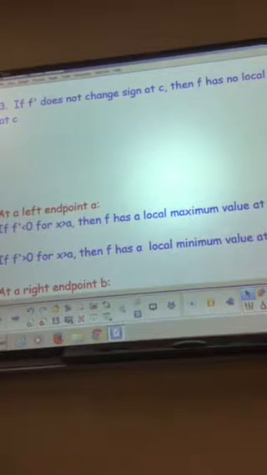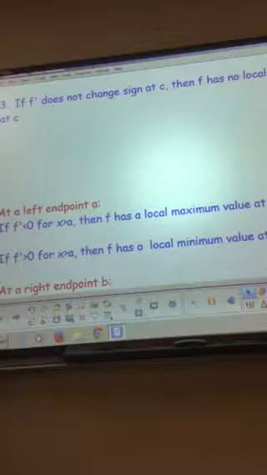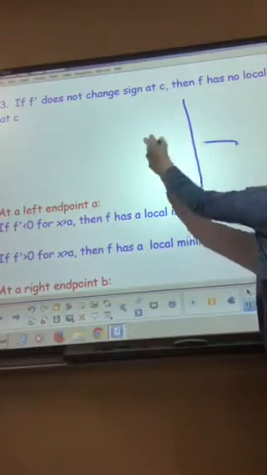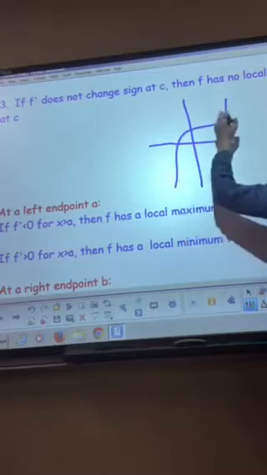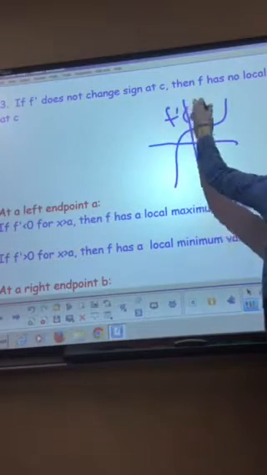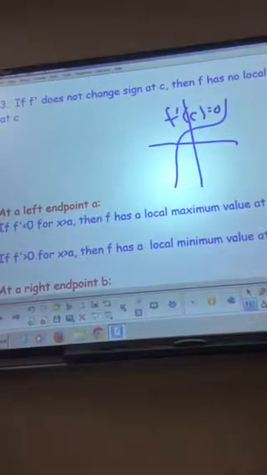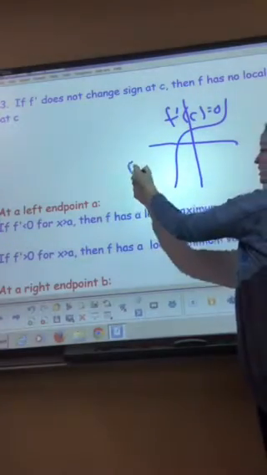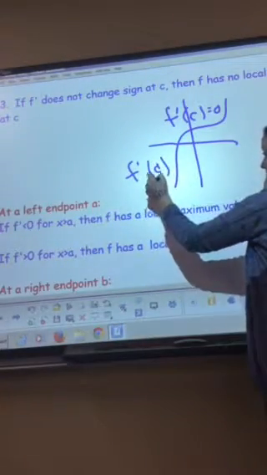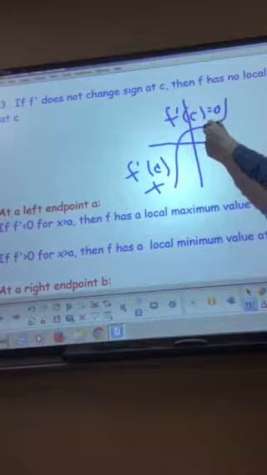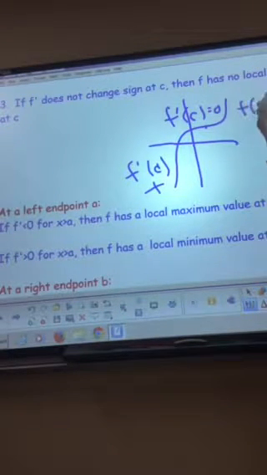So if the derivative does not change sign at c, then f has no local extrema at c. So Spencer, what would that point be where it is not a max or a min, but the derivative is 0? Point of inflection. That's our point of inflection. So now we know something is a point of inflection if the derivative is 0, but the sign doesn't change. So in this case, the derivative would be positive, and then the derivative after the point of inflection would still be positive.